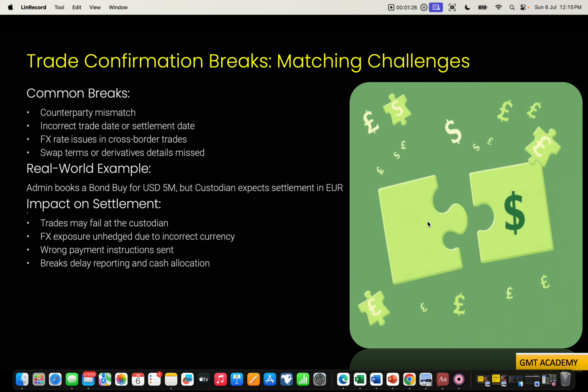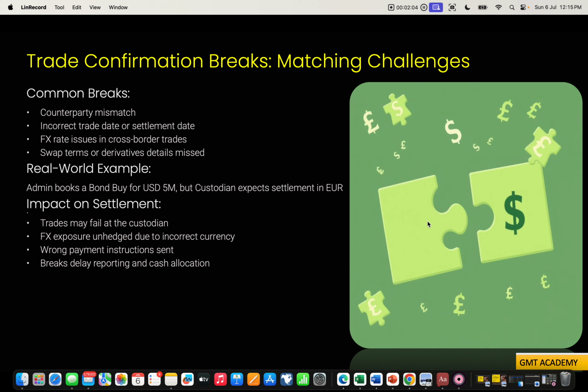So a real example: admin books the bond as a buy of USD 5 million, but the custodian expects settlement in euro currency. Due to the cross-border trading we are doing, this always happens. In some cases you have to book an FX spot or FX forward to mitigate this cash break in your reconciliation. The position will always be the same because the quantity will be there, but in cash you get a discrepancy when you do cross-border.